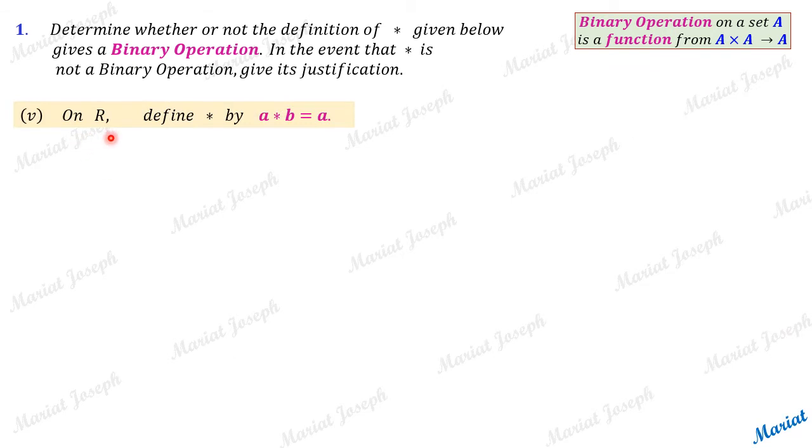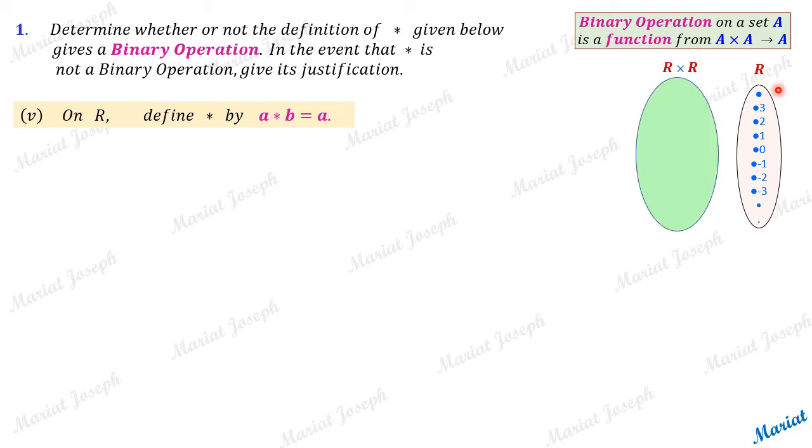Next, on set R, define an operation A star B by A. What is it? A star B is A. Yes. First number star second number, the result should be the first number. That is what the rule says. We want to check whether it is a binary operation. And what is the set given to us? Set of real numbers. All negative and positive numbers right from minus infinity to plus infinity, including all fractions, decimals, everything. So, the domain will be R cross R. All the pairs made out of real numbers.